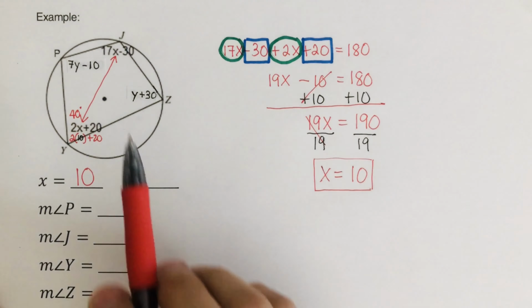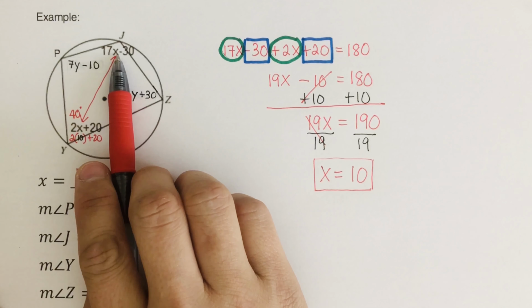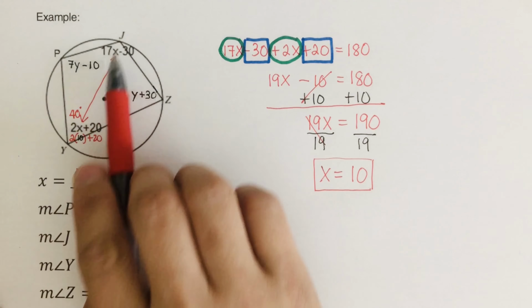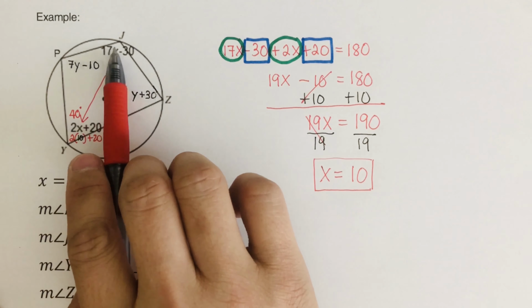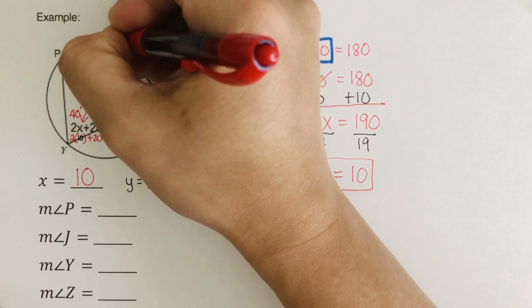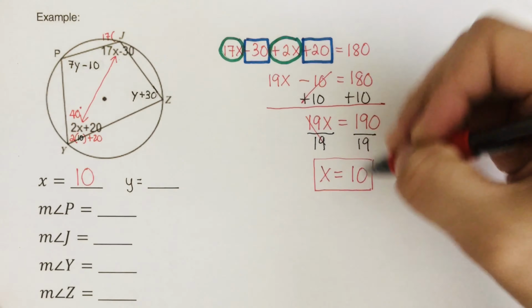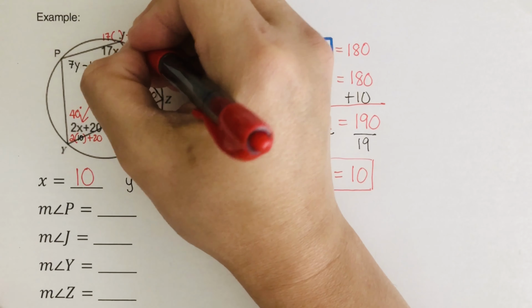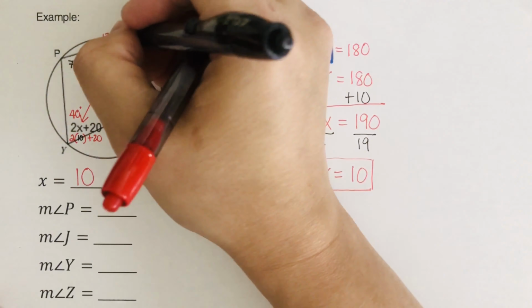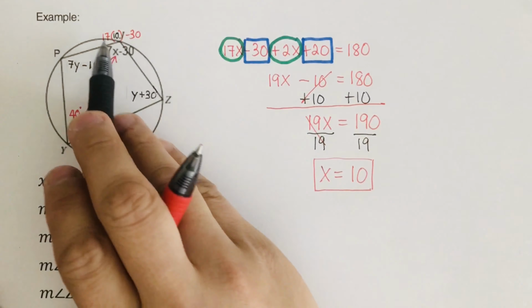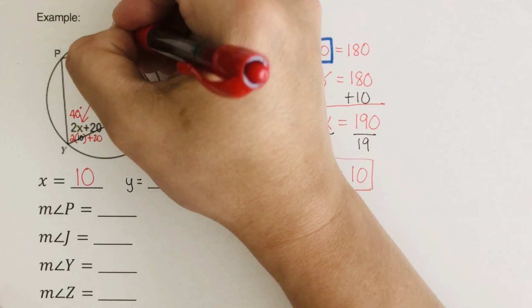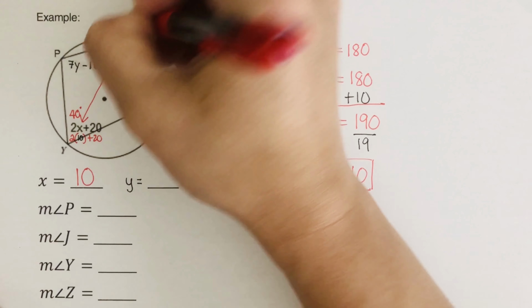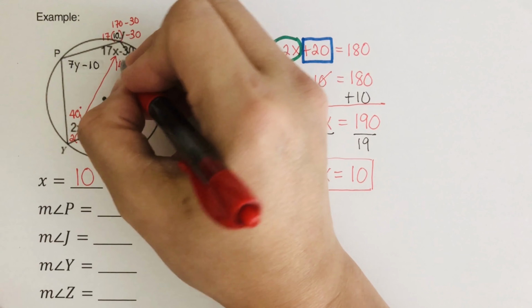So then we are expecting this to be 140, because since they're supplementary, their sum should be 180. So this one has to be 140. But then again, we need to show the work. So that would be 17, and then put in the x, which is 10, minus 30. So we have 17 times 10 is 170. So 170 minus 30 is 140 degrees.